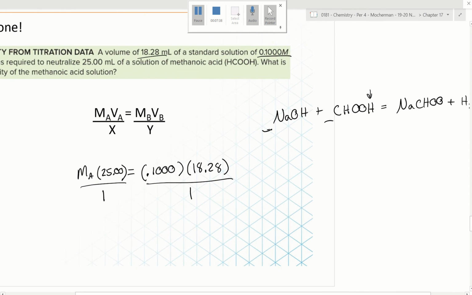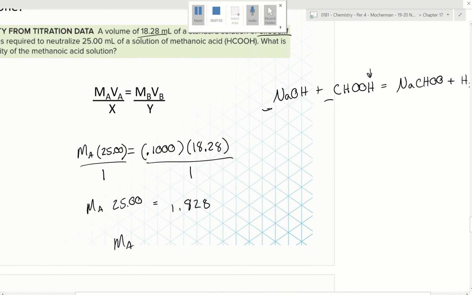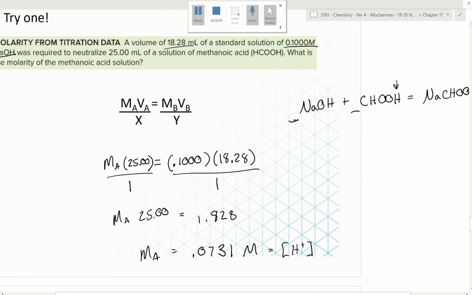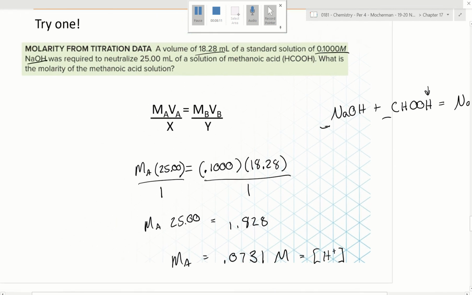So when we calculate through, 18.28 times 0.1 gives me 1.828 equals Ma times 25.00. Divide both sides by 25. Ma is equal to 0.0731 molar. Okay, so that's my concentration, which is equal to the concentration of H plus. All right, so that's how those are solved. They're pretty straightforward.